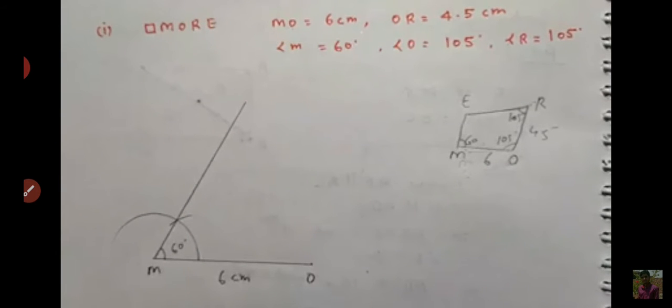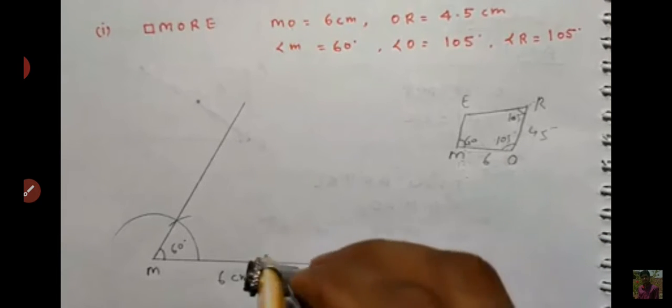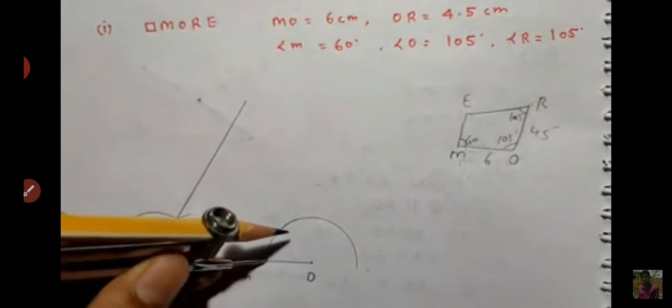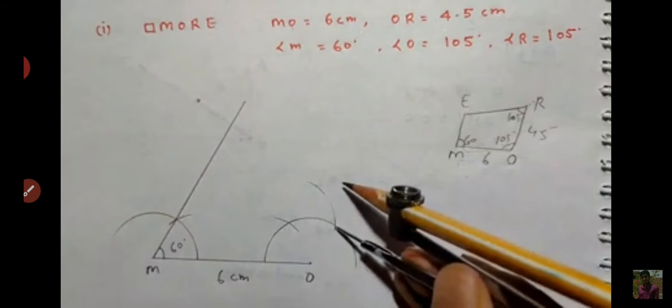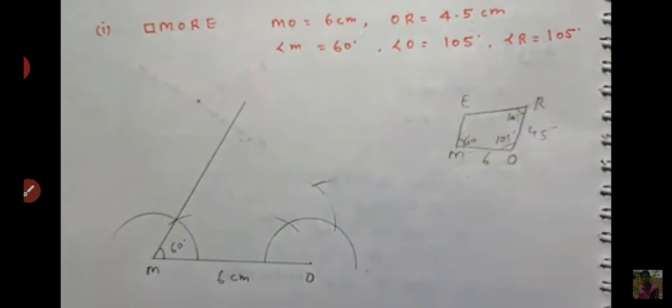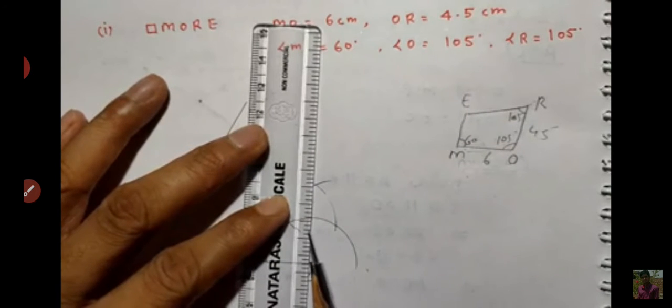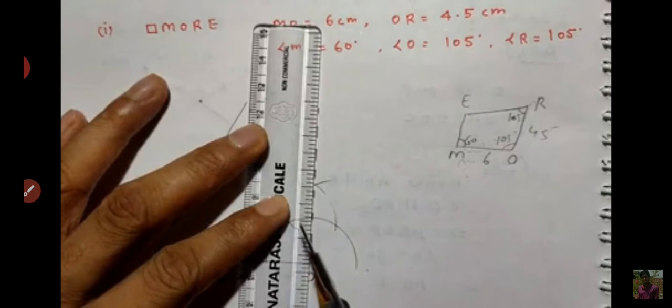Now at O, this angle is 105 degree. Let's draw. First, taking O as a center, draw an arc. Now the first cut is 60 degree. Now the second cut is 120 degree. And the middle point of both of these is 90 degree. But we don't need 90 degrees, so we draw a dotted line, because we have to draw 105 degree.